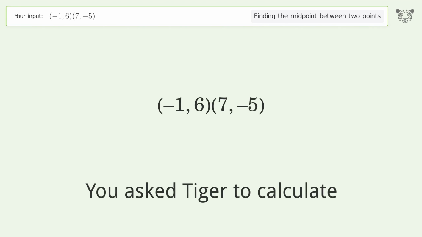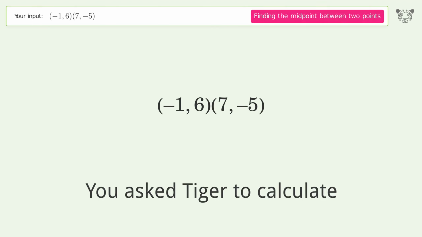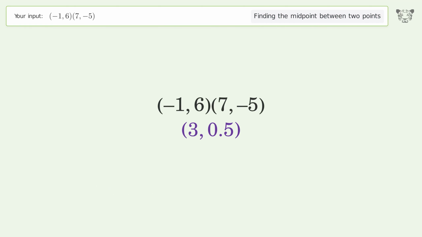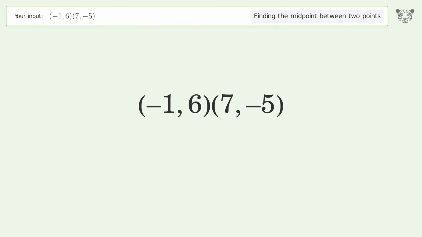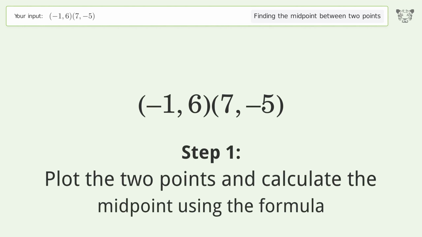You ask Tiger to calculate. This deals with finding the midpoint between 2 points. The midpoint between the 2 points is 3, 0.5. Let's solve it step by step. Plot the 2 points and calculate the midpoint using the formula.